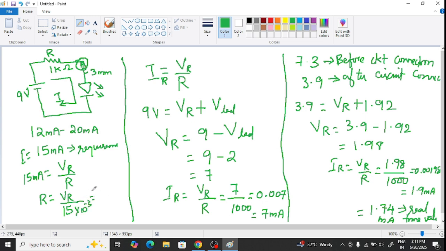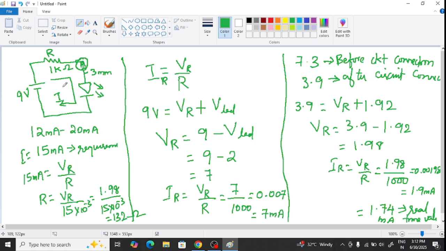So what is VR? VR we have already found out, which is the practical value. I am taking the practical value, 1.98, divided by 15 into 10 to the power minus 3. So what is the value we are getting? 132. So you need to connect a 132 ohm resistor in place of 1 kilo ohm, so that 15 milliamps of current will flow through this LED and your LED will be glowing brightly. So that is the final value.